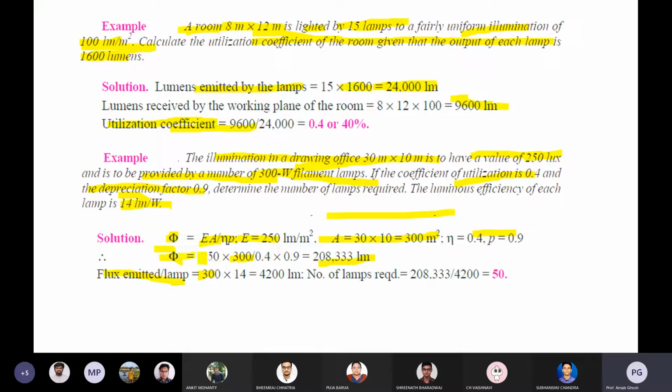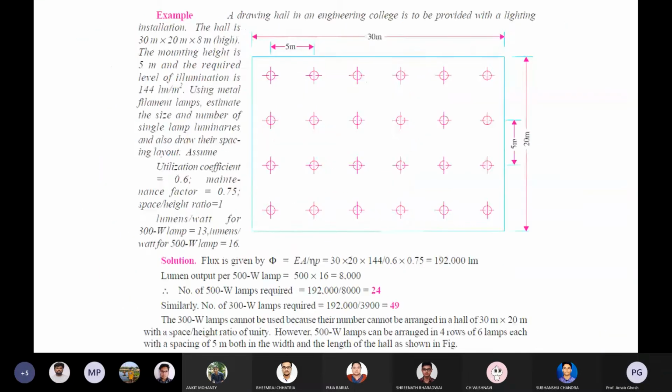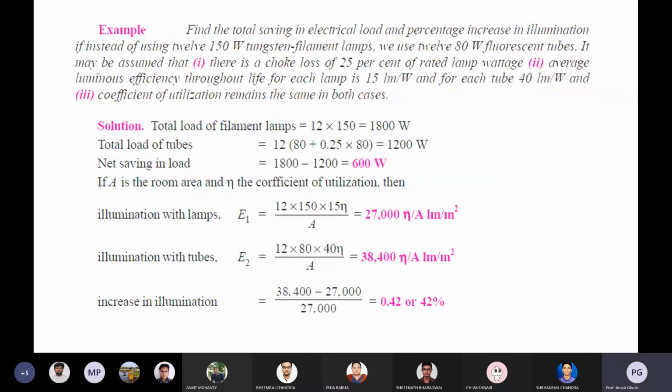So next problem, note down that problem. Find the total saving in electrical load and percentage increase in illumination if, instead of using 12 150 watt tungsten filament lamps, we use 12 80 watt fluorescent tubes.